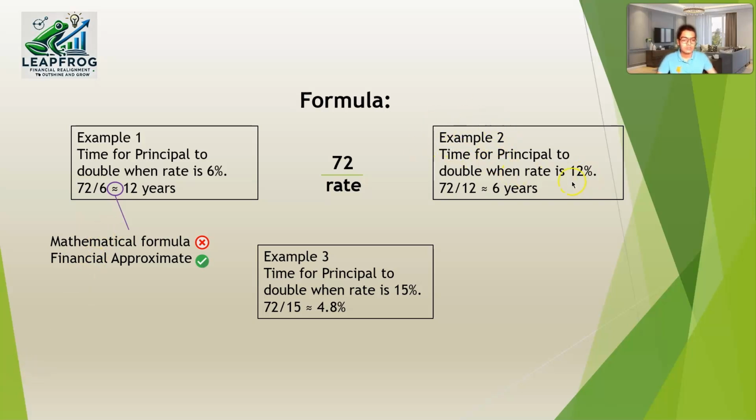Example 2. The time taken for principal to double when rate is 12% is 72 by 12, which is 6 years approximately. And when the rate percentage is 15%, we do 72 by 15, which is approximately 4.8 years.